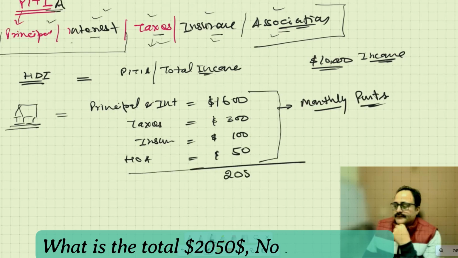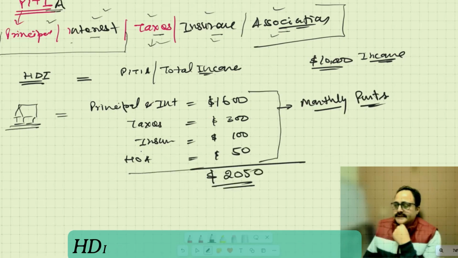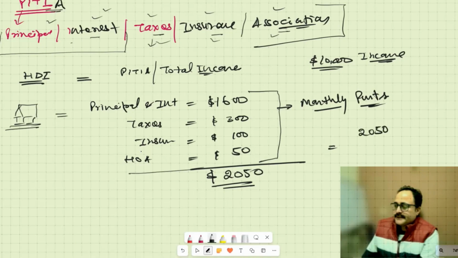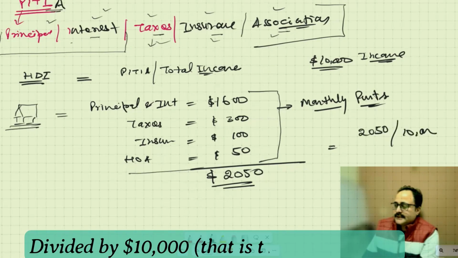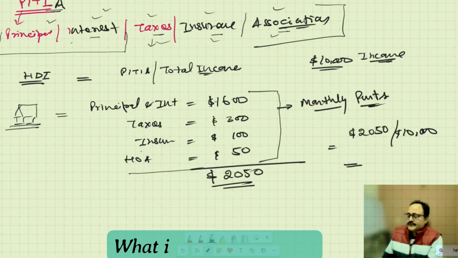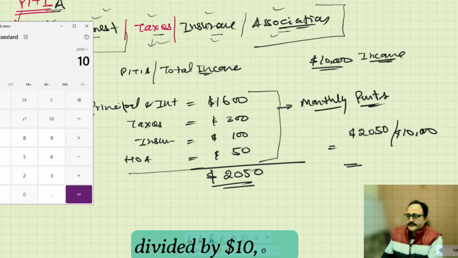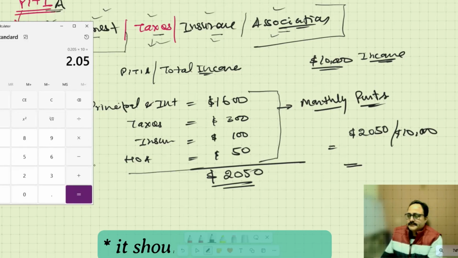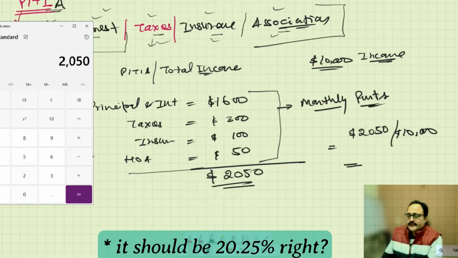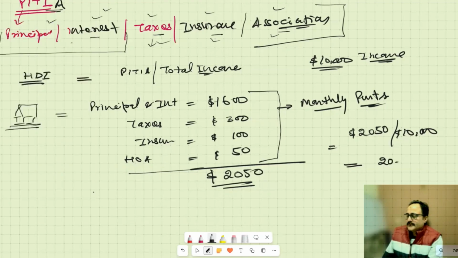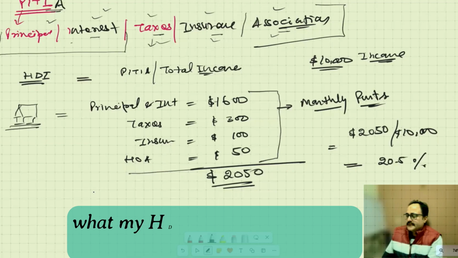HOA 50. What is the total? $2,050. Now what is my HDI? My HDI is going to be 2,050 divided by 10,000, that is the total income. Now, what is the ratio? 2,050 divided by 10,000 multiplied by 100. It should be 20.5, right? Yes, sir, 20.5. So 20.5% is my HDI.